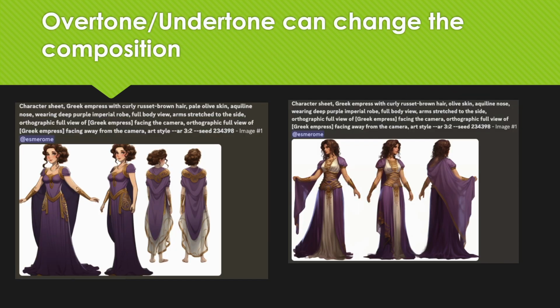So overtone and undertone can change the composition. In this one, we say that she is pale olive skin, and in this one we just say that she is olive skin, and you can see not only has her outfit changed, not only has the style of composition changed, her skin color has changed, and the art style is much more, to me this looks more like a kind of Bible stories for kids illustration, and this one looks a little bit more like ancient Greek anime. And all this is using the same seed, we just changed one word. So that can definitely affect the composition.